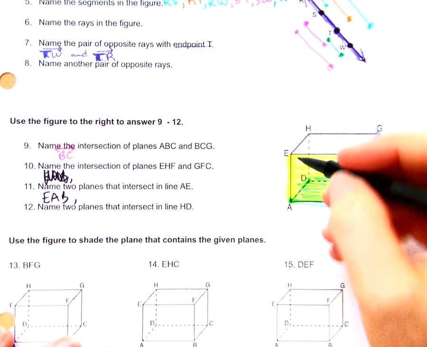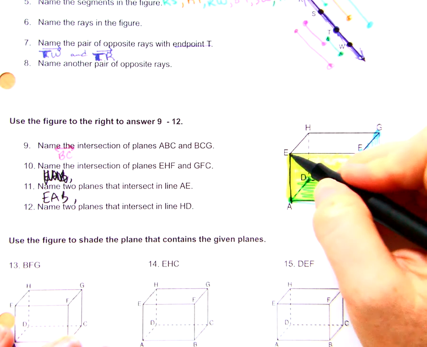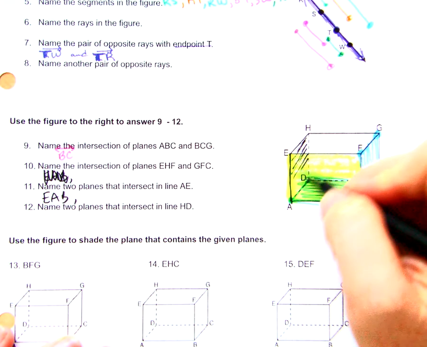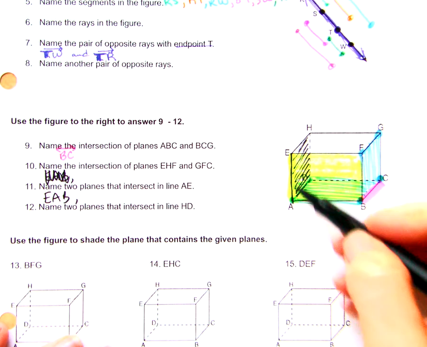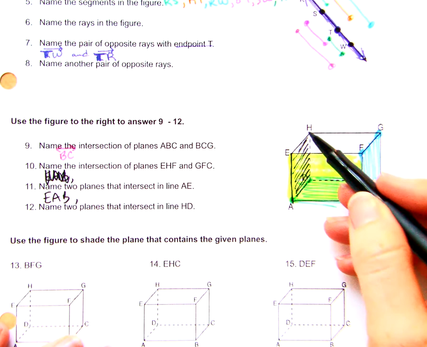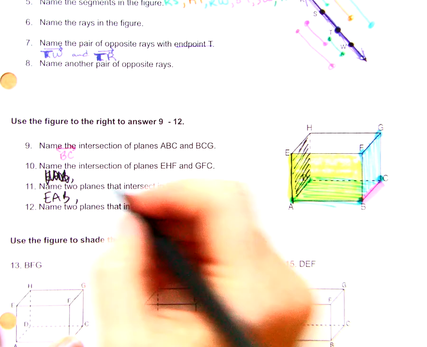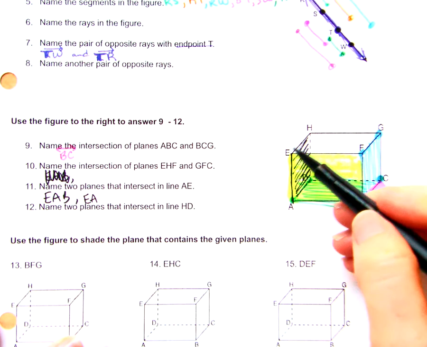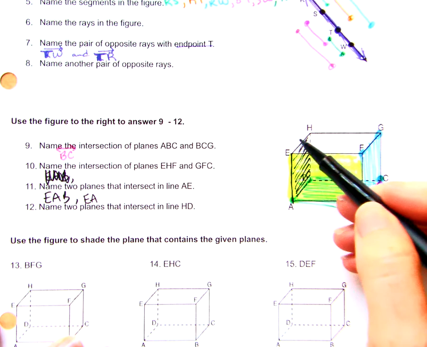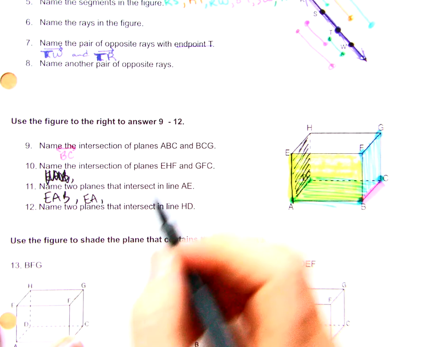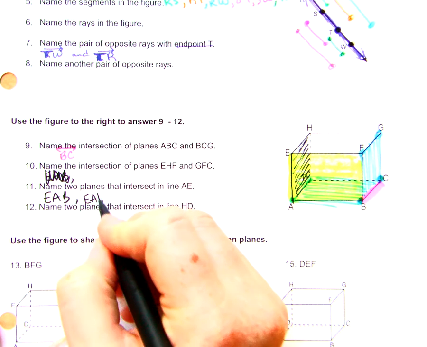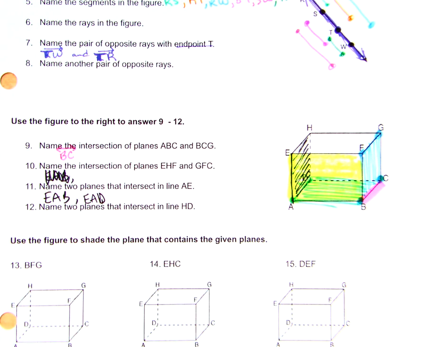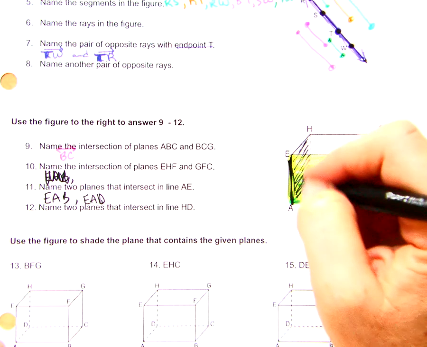And then another plane, so this side is also connected to the side of the box over here, which is the plane EAD or EAH, however you want to name that. I'm going to go ahead and use EAD, but you could even just do EHD or EHA or something like that. So those are the two planes that intersect to create this AE line right here.